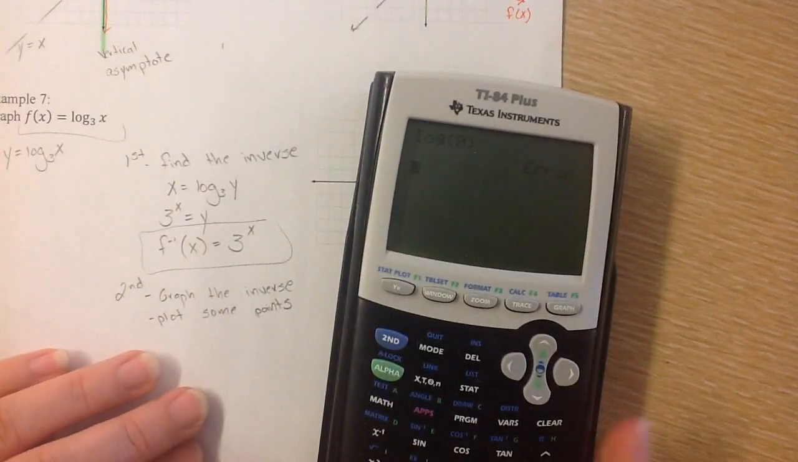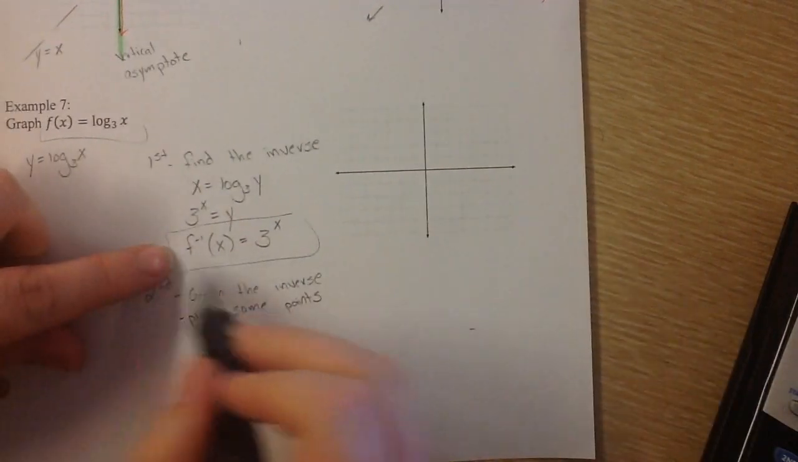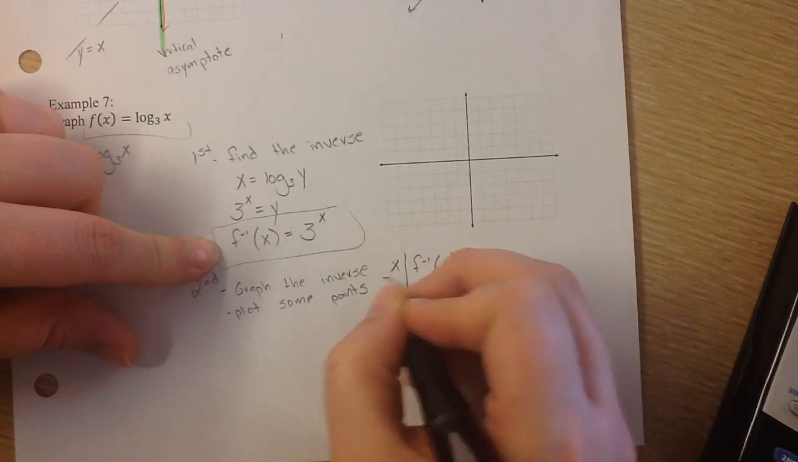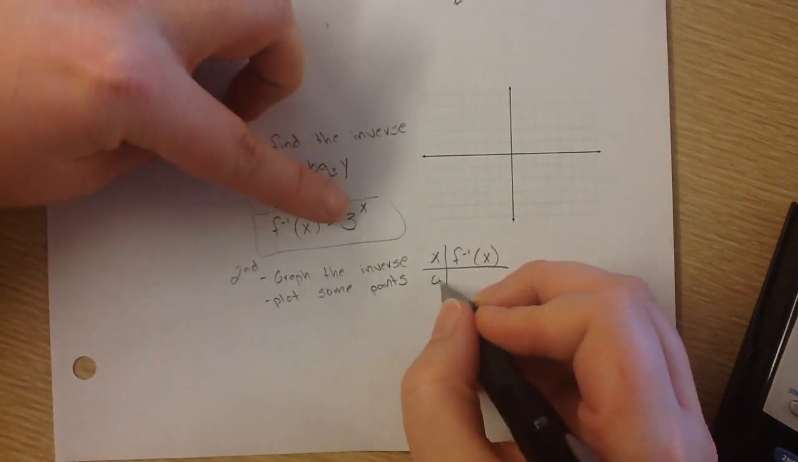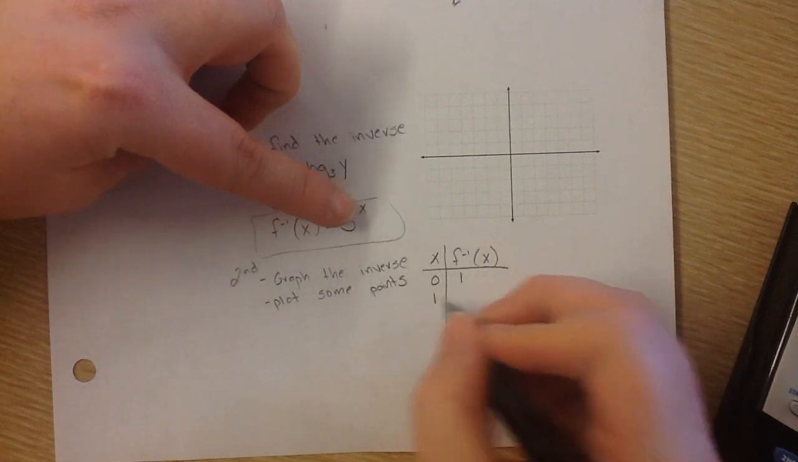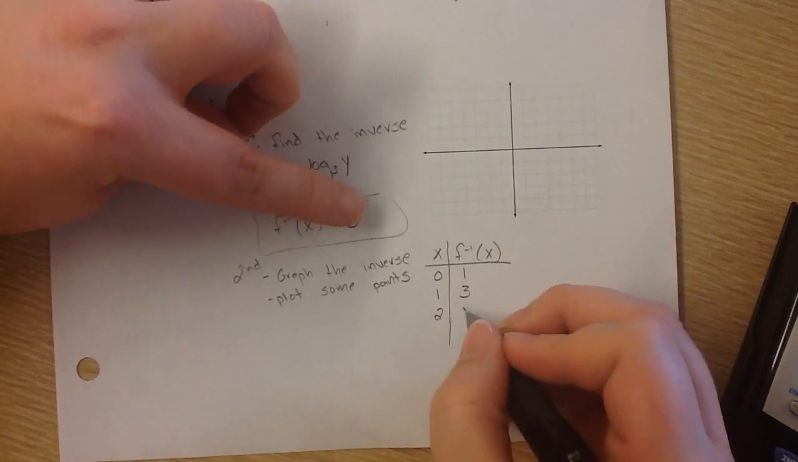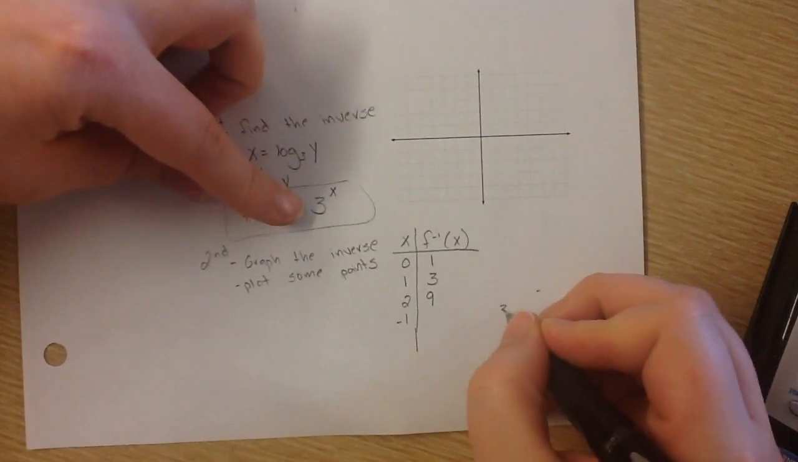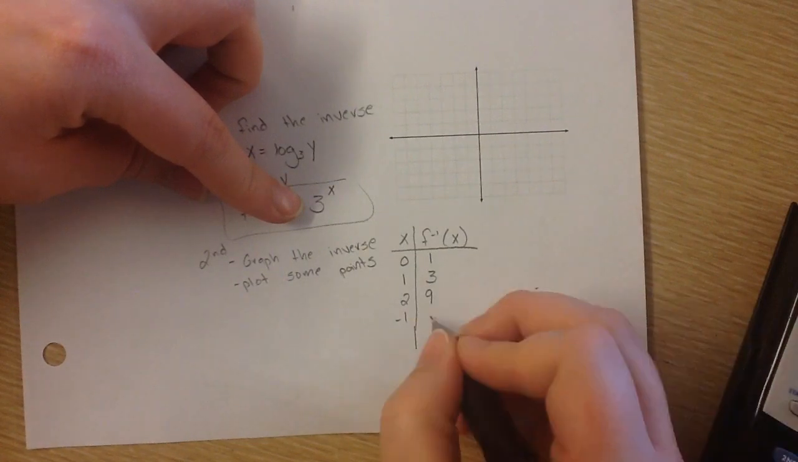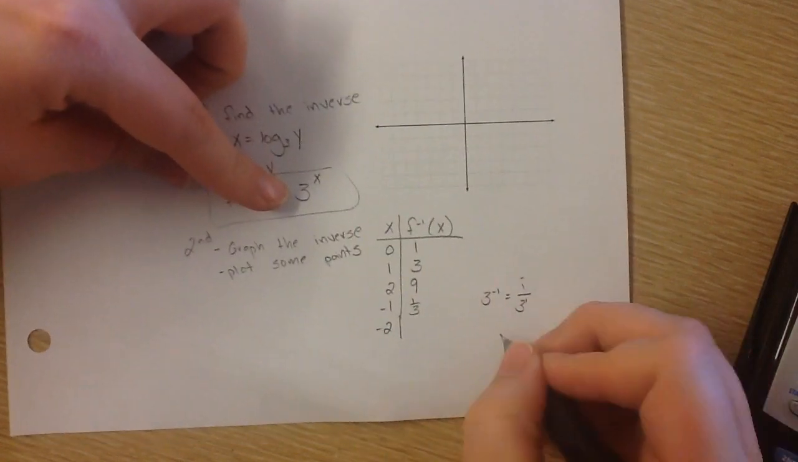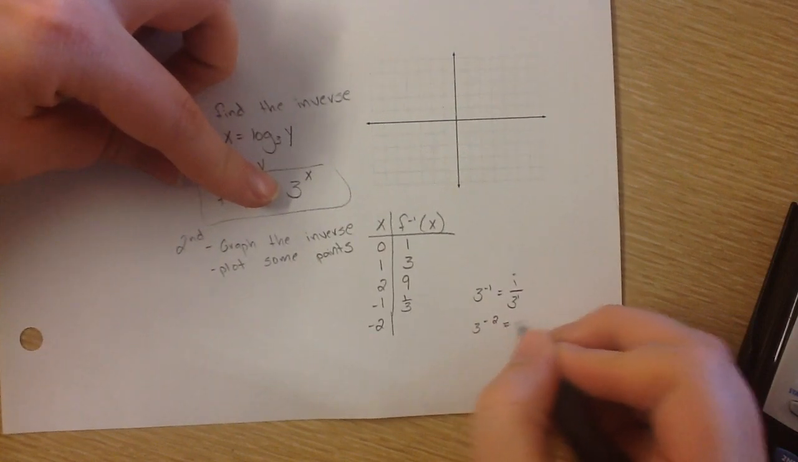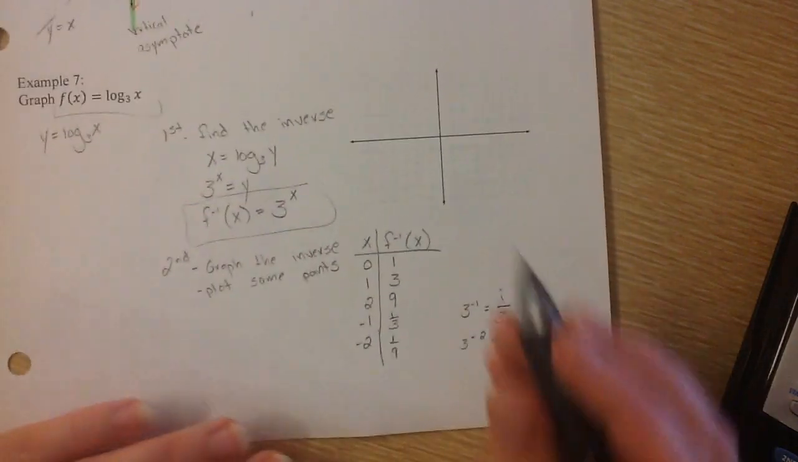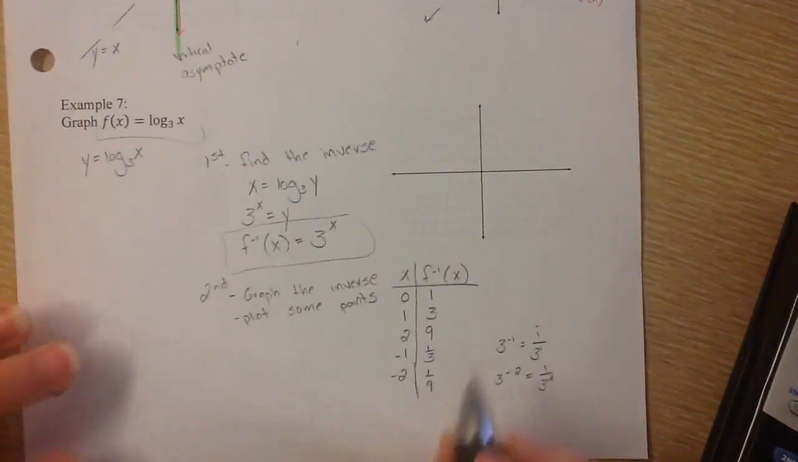All right, so graph the inverse, or at least plot some points. So I'm going to plot some points for this inverse. We'll go x, inverse x. Make sure you don't lose track of what you're doing here. This is the inverse. When I put in a 0, 3 to the 0 is 1. When I put in a 1, 3 to the 1 is 3. When I put in a 2, 3 squared is 9. When I put in a negative 1, 3 to the negative 1 is 1 over 3 to the 1, which is 1/3. When I put in a negative 2, that's 3 to the negative 2, which is 1 over 3 squared, which is 1/9. So I have a general idea of what this looks like. I'm going to have the point 0, 1, and so forth.